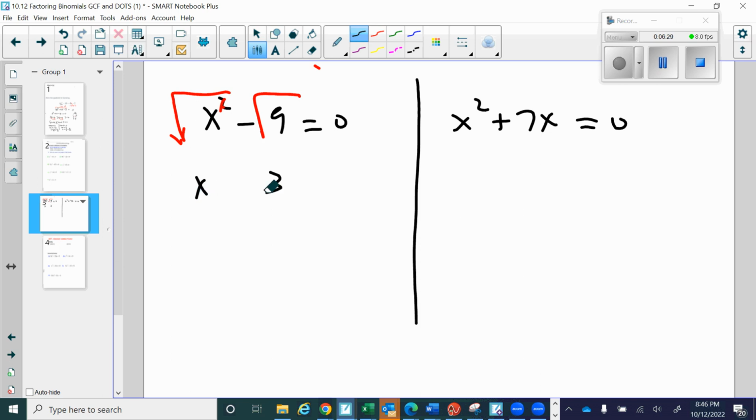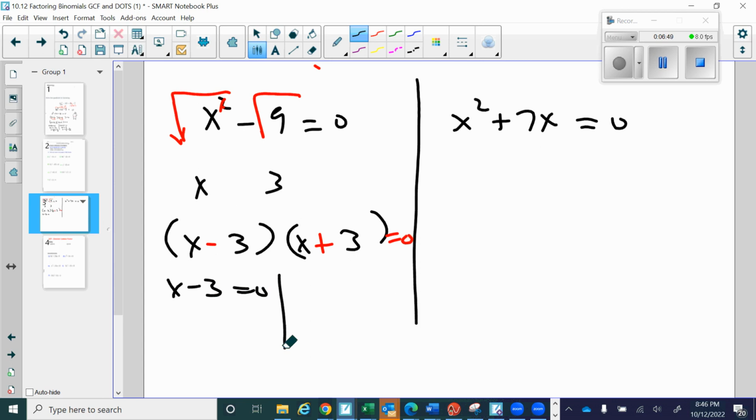And then let's solve for x. I'm going to have x minus 3 equal to 0, and x plus 3 equal to 0. Add 3 on both sides, x equals 3. Subtract 3 on both sides, x equals negative 3. All right? So these are the factors, and these are the solutions.